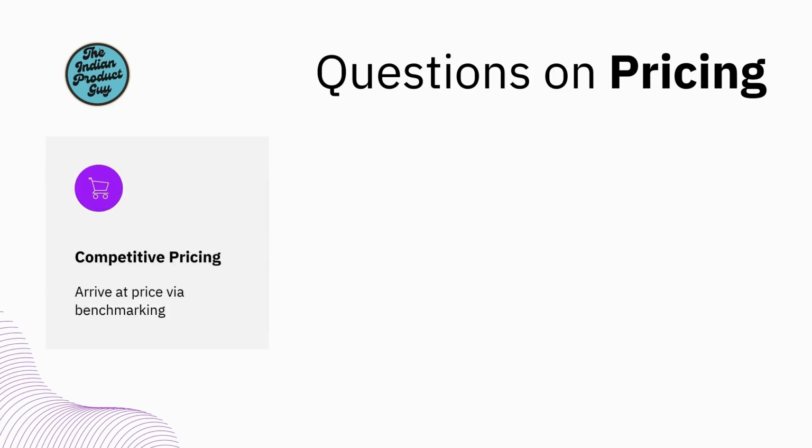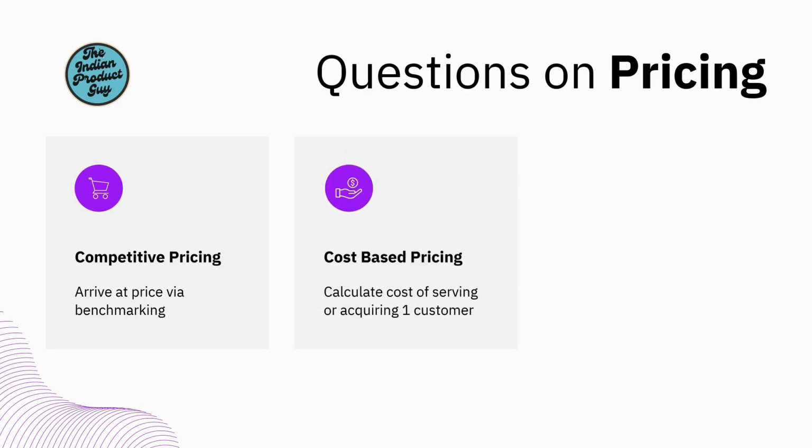First is competitive benchmarking, where you look for similar alternate products and price on the basis of that. So to price a new water bottle, I might look at similarly placed bottle brands and at what price they are selling. Second way is the cost-based approach.